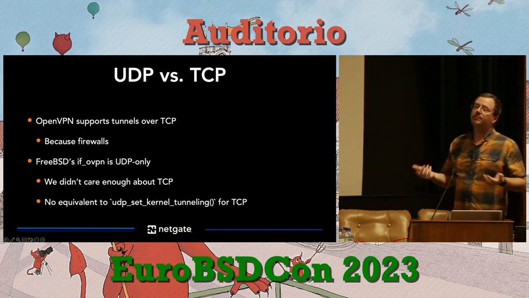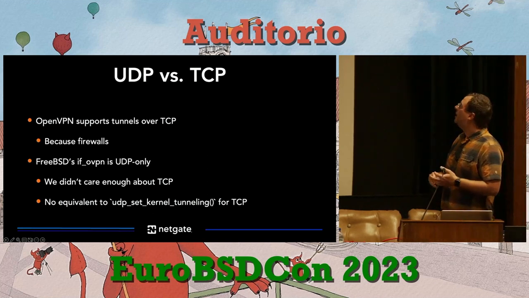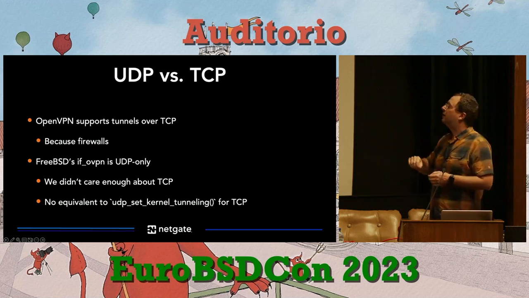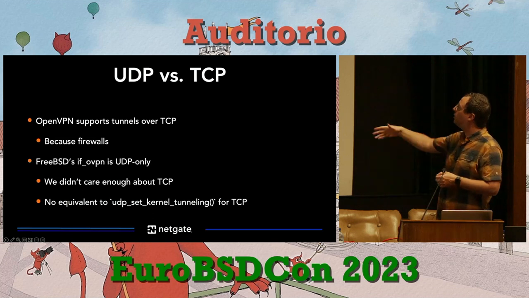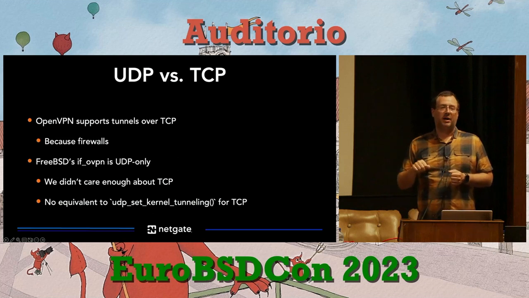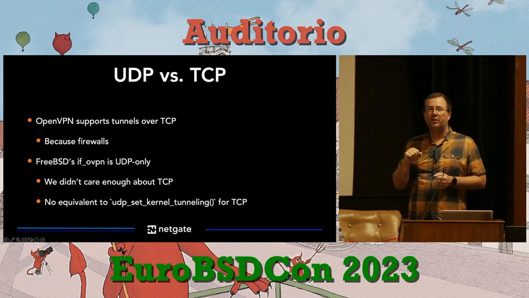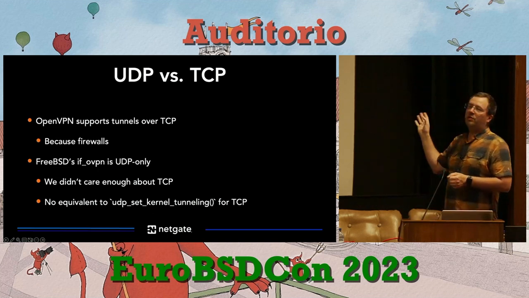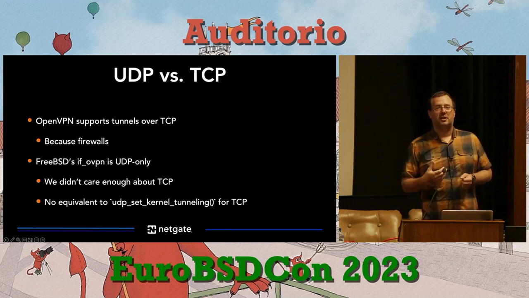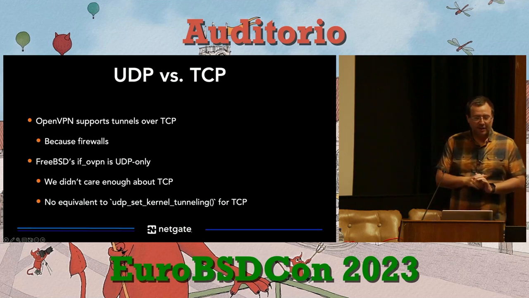The first one is really we didn't care enough about running it over TCP to spend the effort to implement it. The second one is that we need to hook into the UDP socket on the kernel side, and in FreeBSD there's very convenient UDP set kernel tunneling, which sets a filter function so that any time a UDP packet comes in, our new code gets to grab it and look at it and do things with it. There's no equivalent to that for TCP, so making this implementation in TCP would have been more challenging. And, you know, see the original reason: I'm lazy. We're not going to do any work if we don't have to do it.